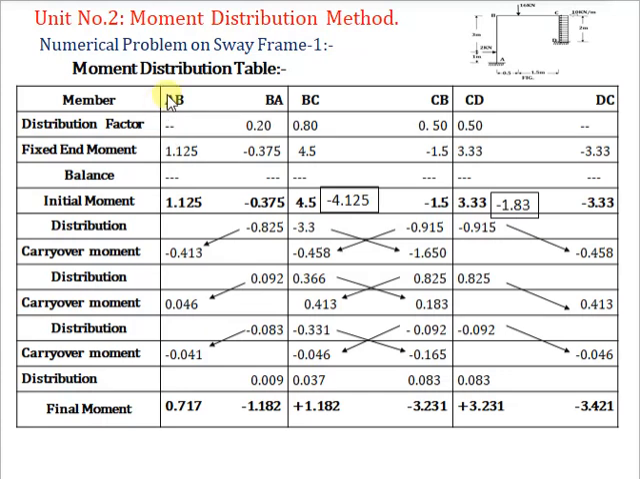Next step, moment distribution table. Now first joint is joint A, then joint B, joint C and joint D.